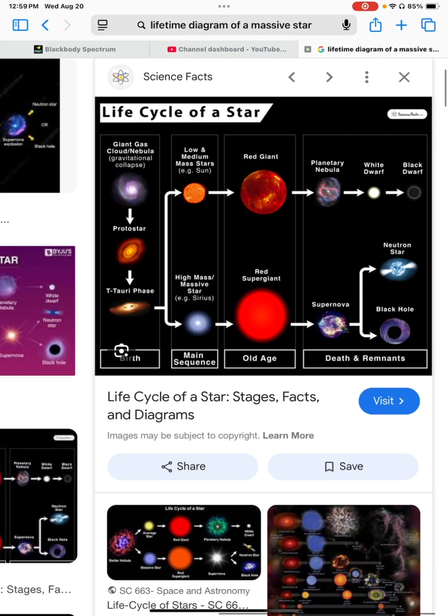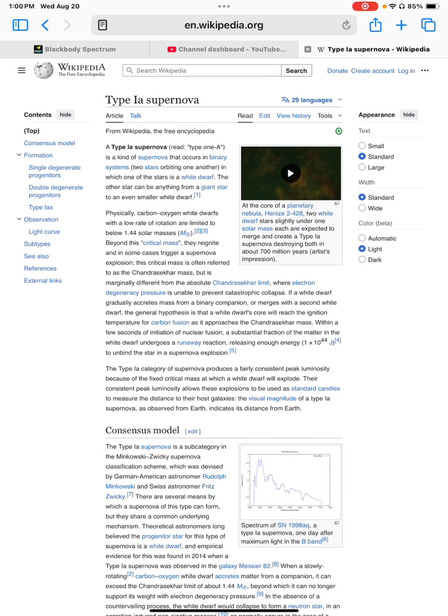Let's Google it. Type 1a supernova is a kind of supernova that occurs in binary systems. Okay, I was correct. 2 stars orbiting one another, in which one of the stars is a white dwarf. The other star can be anything from a giant star to an even smaller white dwarf. Physically, carbon-oxygen white dwarfs with a low rate of rotation are limited to below 1.44 solar masses. Beyond this critical mass, they reignite and in some cases trigger a supernova explosion. The critical mass is often referred to as the Chandrasekhar mass.